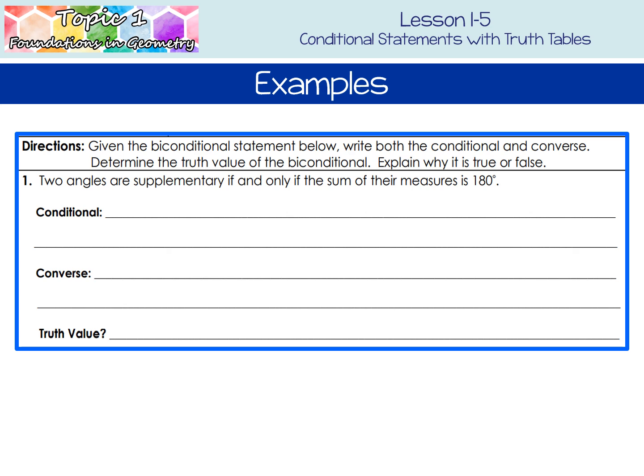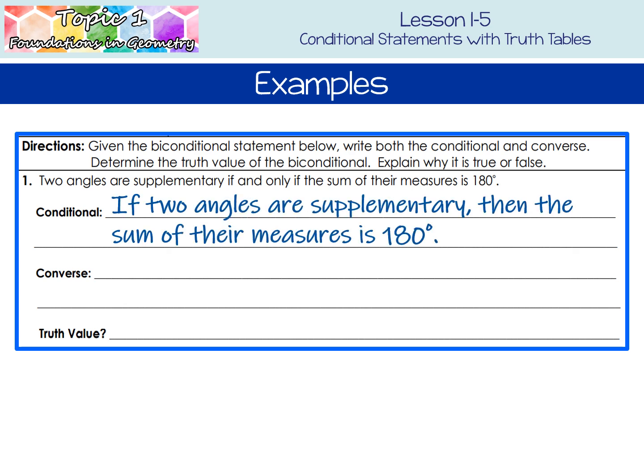Directions. Given the biconditional statement below, write both the conditional and converse. Determine the truth value of the biconditional. Explain why it is true or false. Two angles are supplementary if and only if the sum of their measures is 180 degrees. So the conditional is going to go from the beginning to the end. So if two angles are supplementary, then the sum of their measures is 180 degrees.